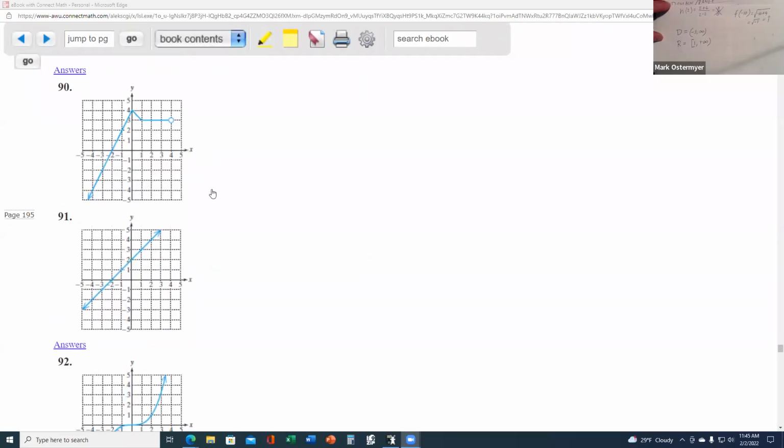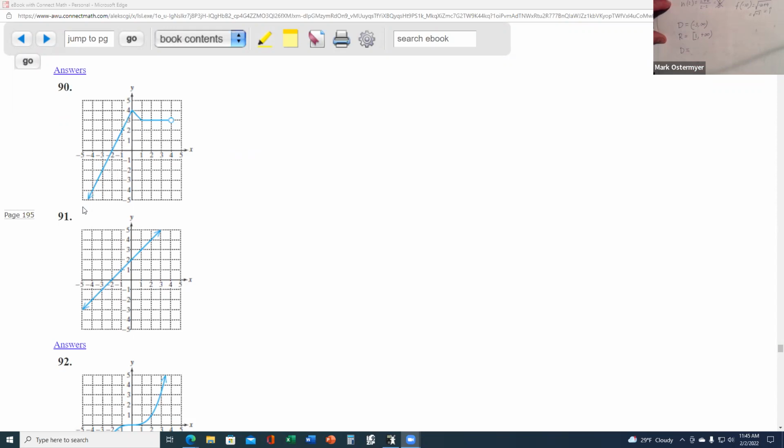How about number 90 here? What would be the domain of this function? Notice I'm calling it a function, so its graph passes the vertical line test. What would be the domain? What's the smallest value found in the domain first?